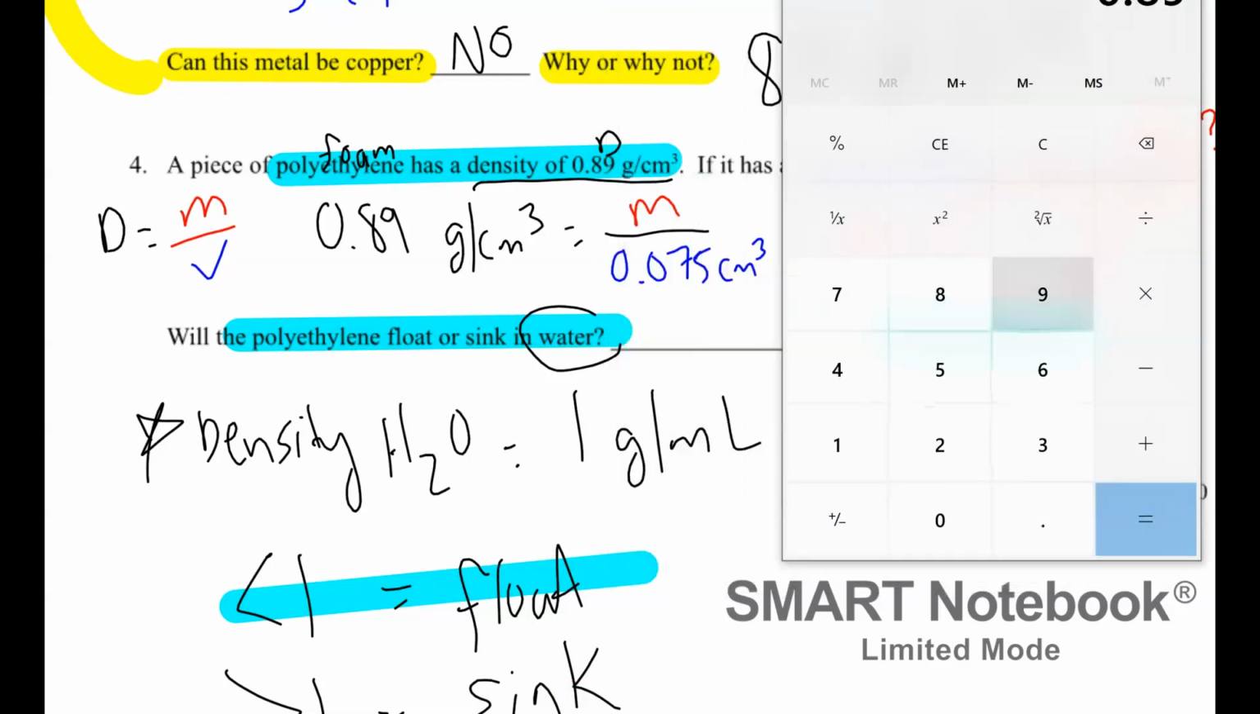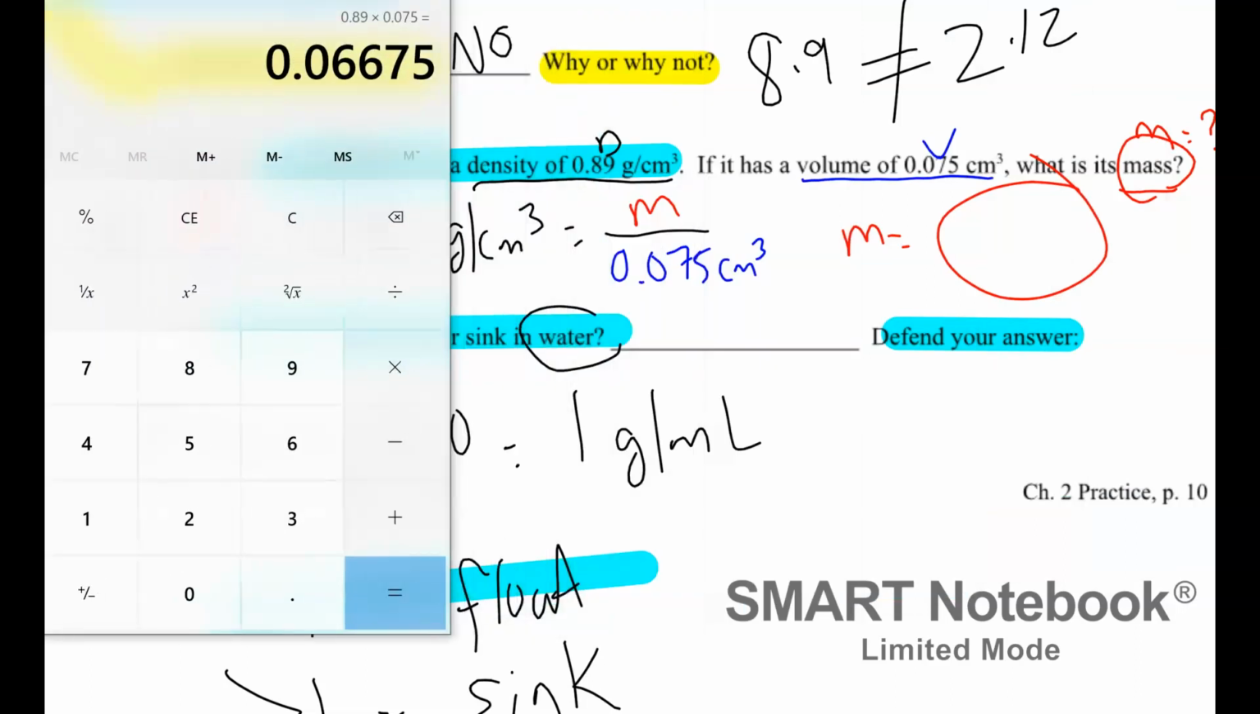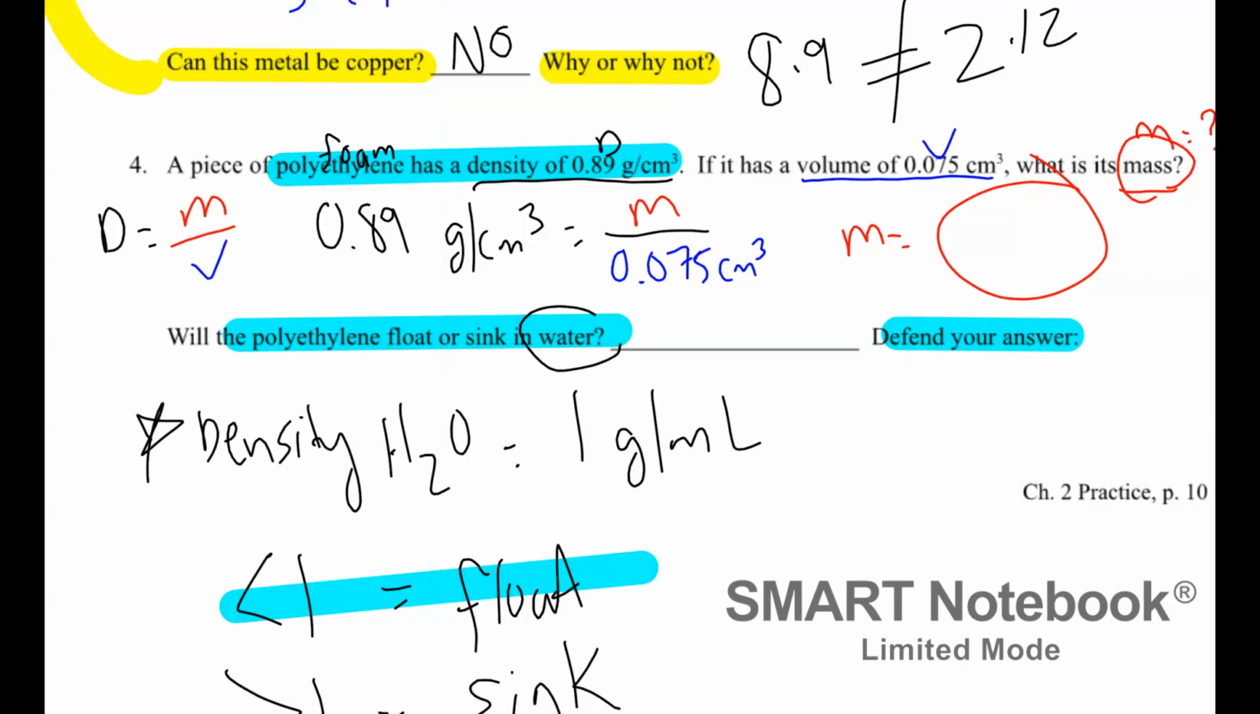Okay, so 0.89 times 0.075, 0.06675. Okay, so let's go to how many decimal places? Like 2, so 0.067. So that's a pretty light mass.